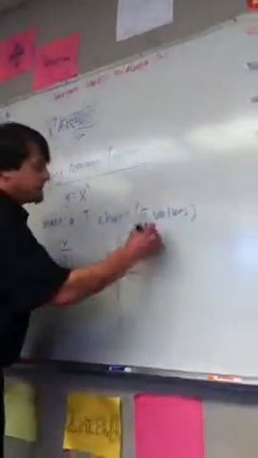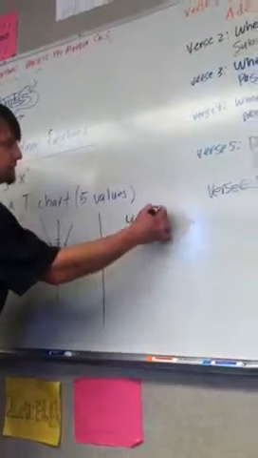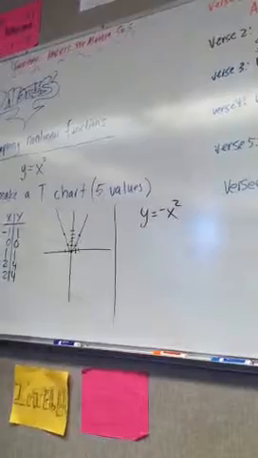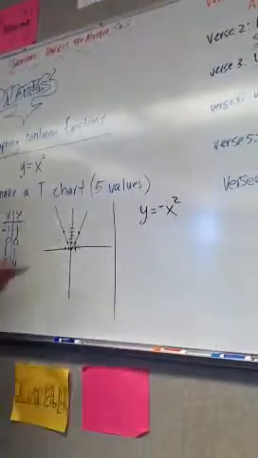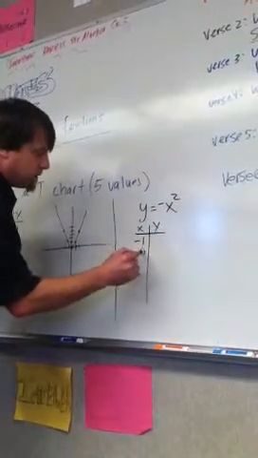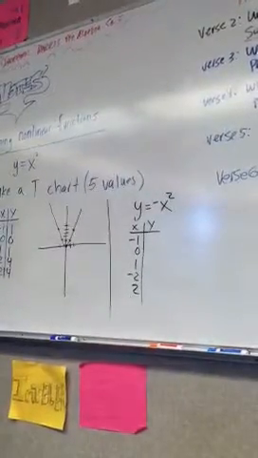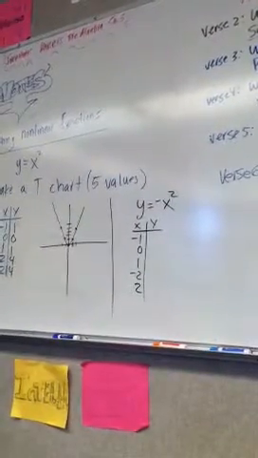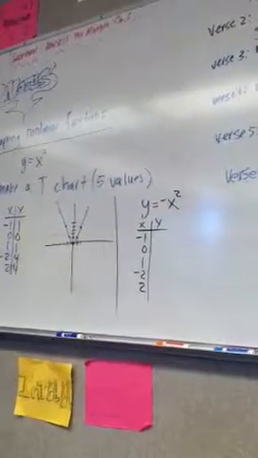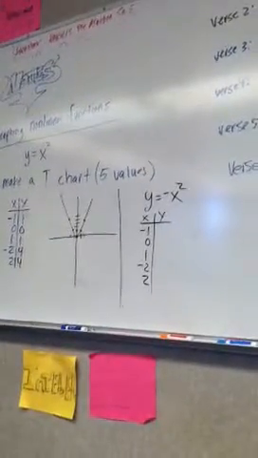Let's try y equals -x squared and see what happens. So how do we solve these? T-chart. Negative 1, 0, 1, negative 2, and 2. Here we go, T-chart it.